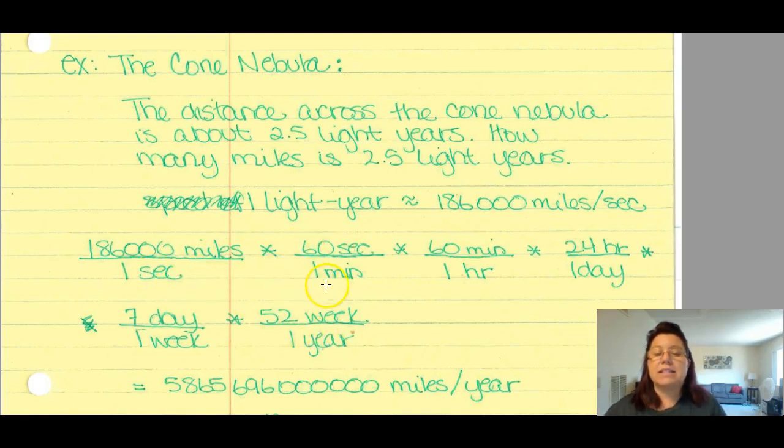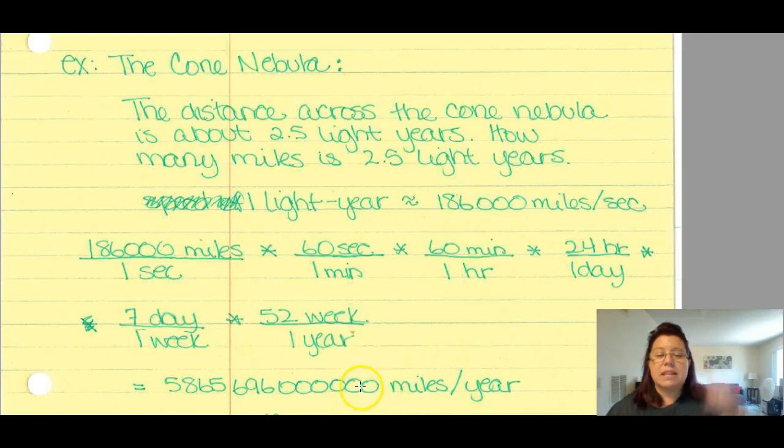There are 60 seconds in a minute, 60 minutes in an hour, 24 hours in a day, 7 days a week, 52 weeks a year. Seconds will cancel, minutes will cancel, hours will cancel, days will cancel, weeks will cancel. The only measurement of time I have left is a year. When you multiply 186,000 times 60 times 60 times 24 times 7 times 52, we get this big humongous number. I don't even want to say it. So let's convert this number over to scientific notation.